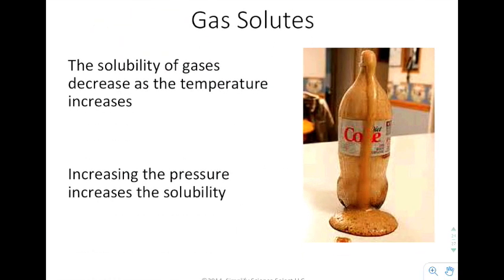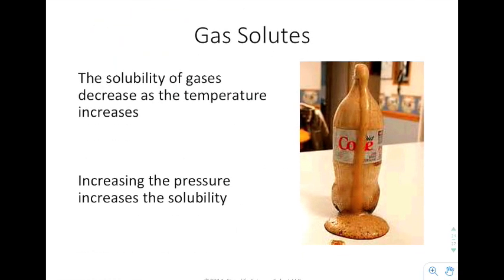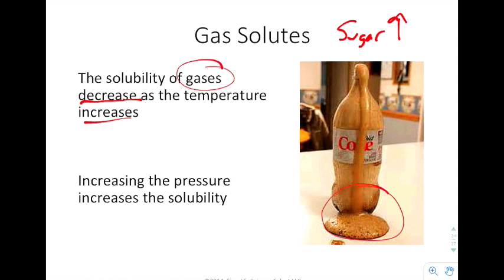For gas solutes, the solubility of a gas decreases as temperature increases. So it's the exact opposite of solids. Generally speaking, if you want to increase the amount of sugar, you raise the temperature. But if you want to increase the amount of gas, like carbon dioxide, you actually need to decrease the temperature. That's why a Coke or a Diet Coke that's been warm tends to be flat, because flat means that there's less gas dissolved in it.